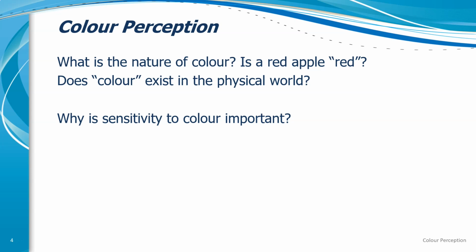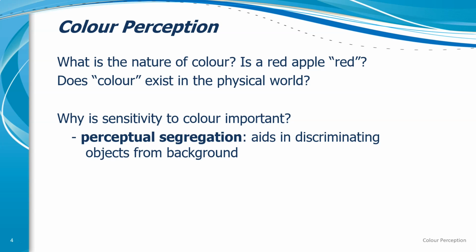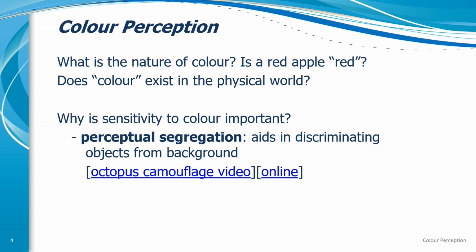Sensitivity to color is important because it aids in perceptual segregation. Now, this is something I've talked about before in terms of figure versus ground segregation, which is one kind of perceptual segregation as well. If you can detect color, this gives you another tool in the toolbox to separate objects from their background, things like predators and prey, for example. Turns out that octopi, I believe that is the plural of octopus, octopi are really good at camouflaging, and I've got a pretty amazing video to show you.